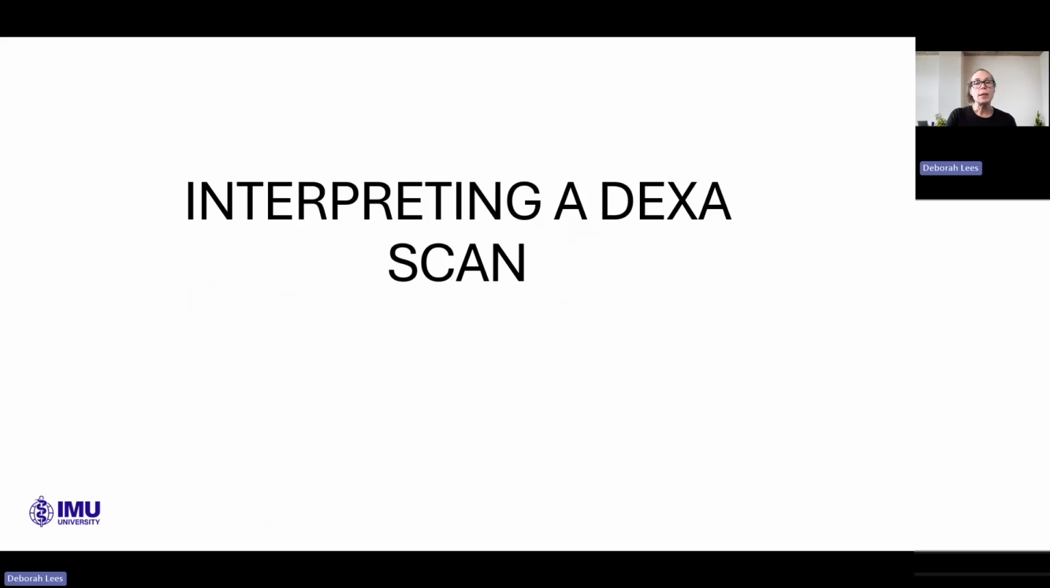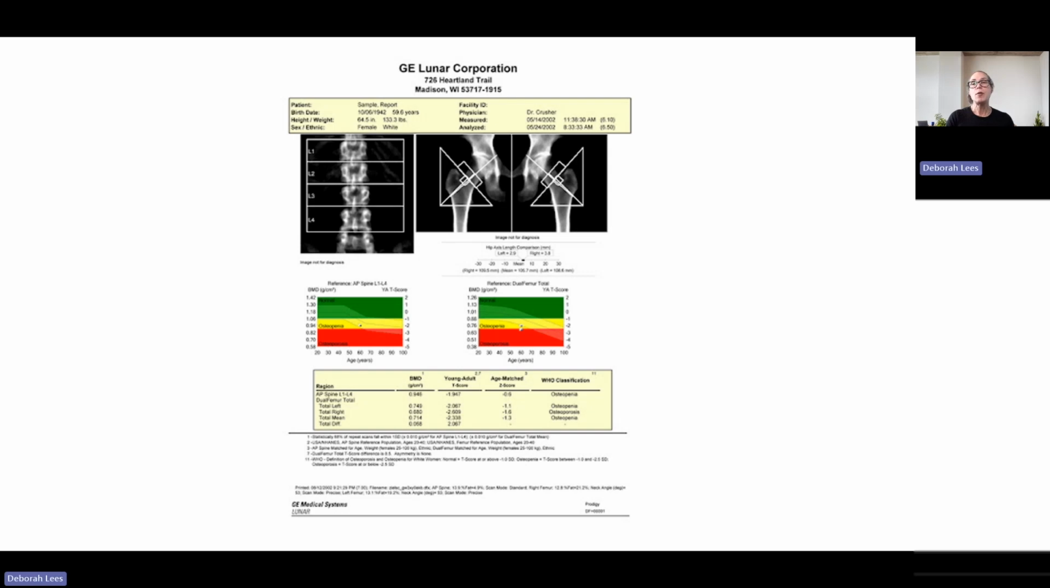So, really important: interpreting a DEXA scan. And this is what your final report is going to look like. When you get a printout, either electronically or on paper, it's a PDF-type page, an A4, and this is approximately what it looks like. It gives you all the patient details at the top, the areas that are scanned, and then it gives you your lumbar readings here and your femoral readings over here.